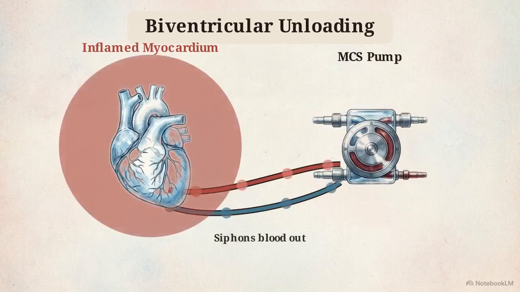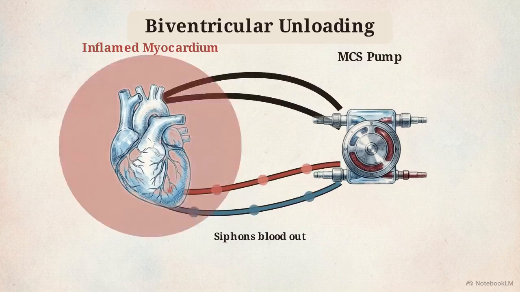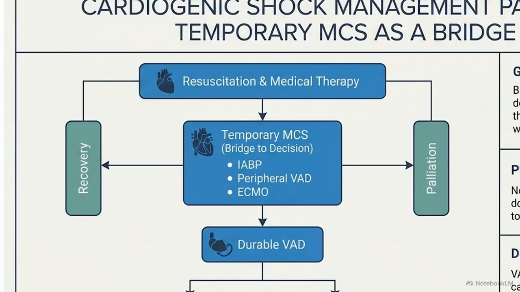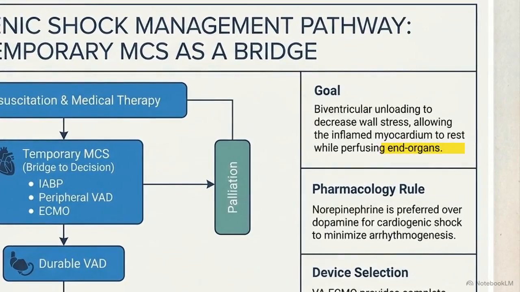Machines use external tubes to actively siphon blood out of the failing ventricles and route it around the organ, taking over the physical work of pumping and drastically decreasing the stress on the inflamed tissue. As outlined in this management pathway, devices like VA ECMO or an Impella pump act as a temporary bridge to decision. They achieve the goal of perfusing the end organs, giving the exhausted heart muscle a chance to rest.